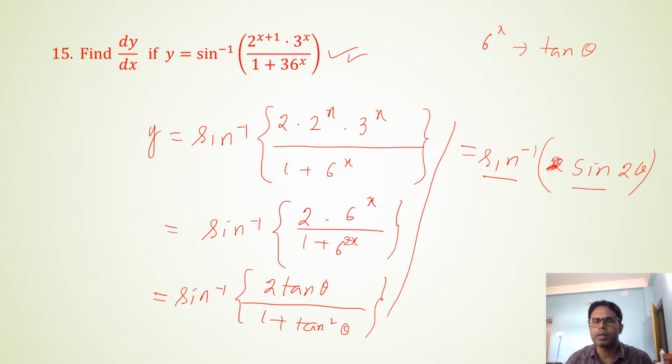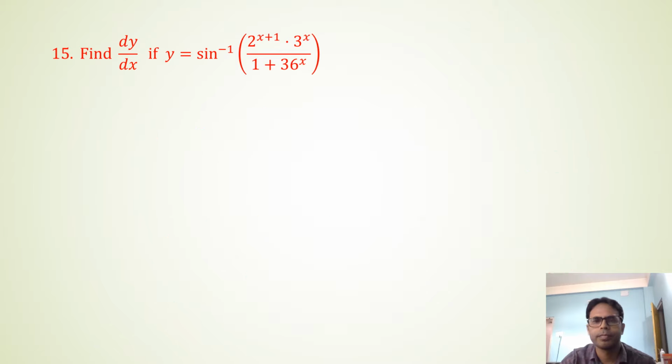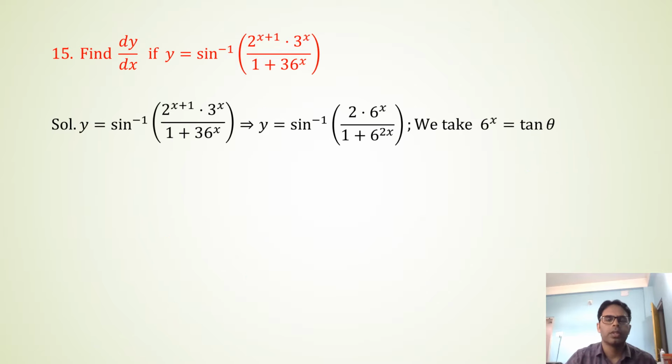Now this sine inverse will eliminate. We have only 2 theta remaining there. Then 2 theta is 2 tan inverse 6 to the power x, and we take the differentiation in this line, not in the given line. If you take differentiation in the given line, the calculation will be very tough, but if you take differentiation here, the calculation will be very easy. Okay, so try to solve the question. First I am erasing this whole thing. Okay, so see the solution.